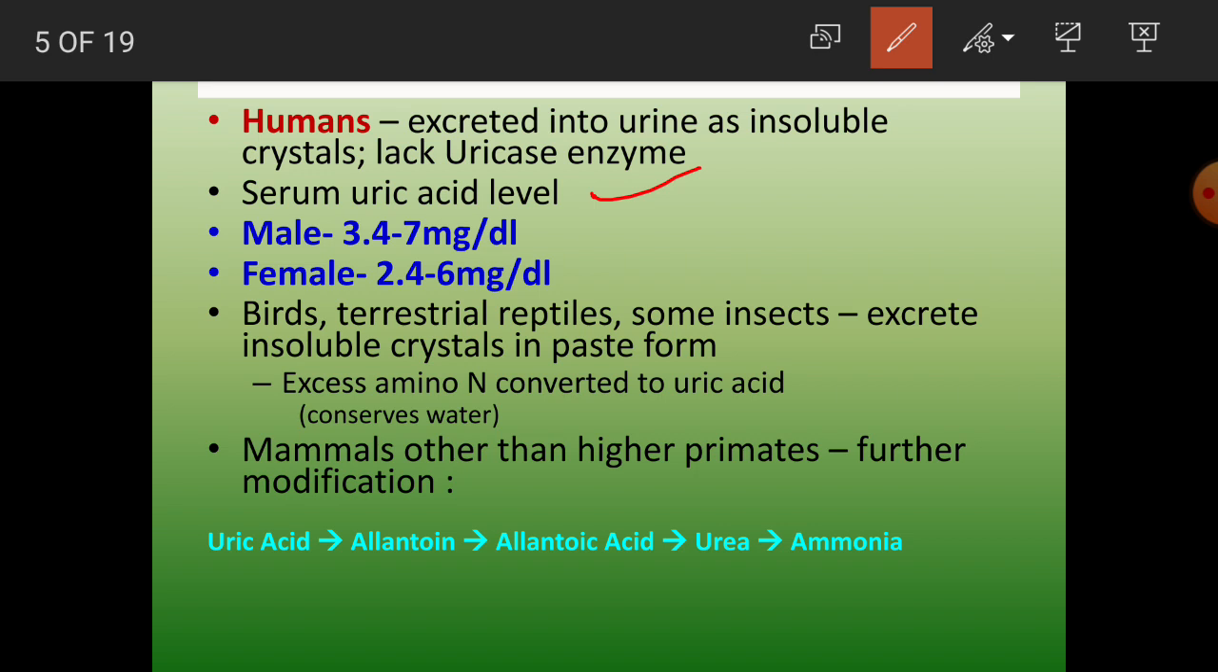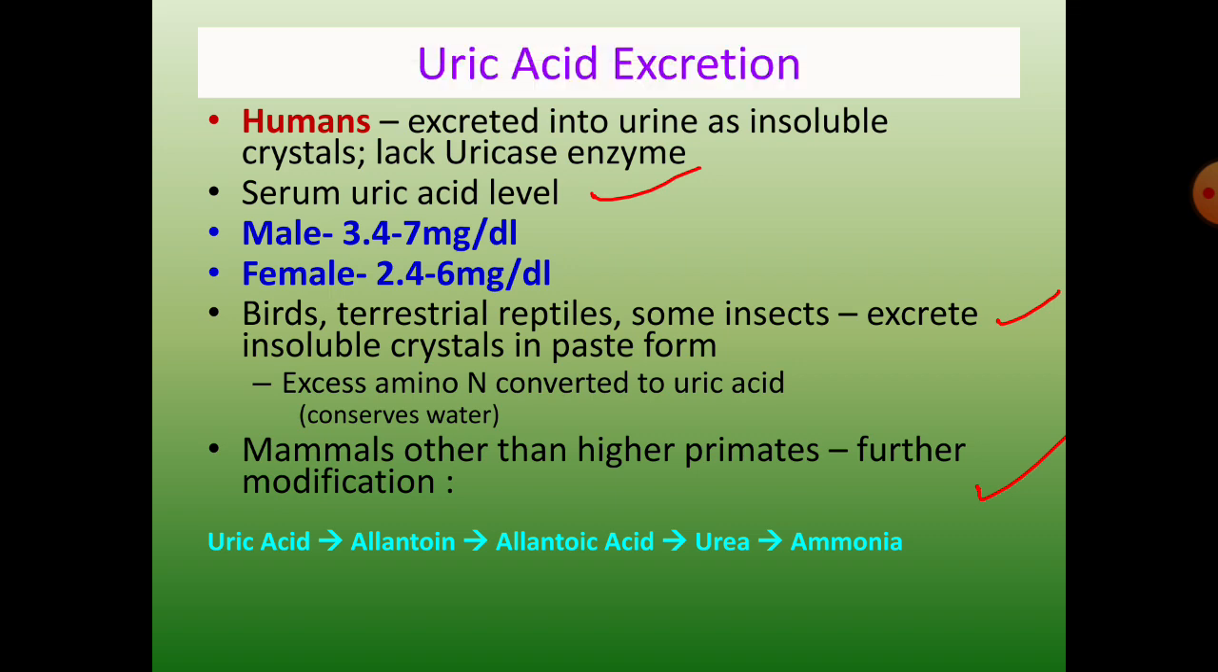Now in birds, terrestrial reptiles and some insects, they release these uric acid crystals in a paste form. You might have even had this experience when a bird poops over your head. So mammals other than higher primates have a further modification, that is uric acid is converted to allantoin, then to allantoic acid, then to urea and finally ammonia. So this is the fate of uric acid in our body.